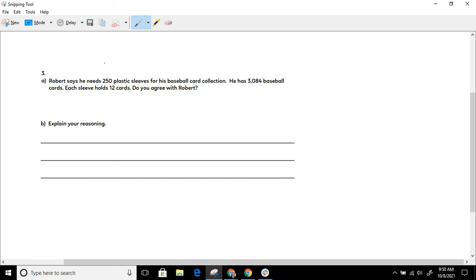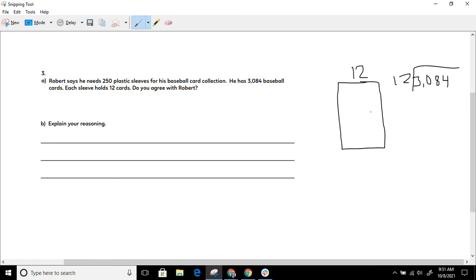In order to do number 3, the first thing you're going to need to do is set up your problem. So you're going to make your area model, your rectangle. You're going to put your divisor at the top, which is 12 in this case. And then you're going to set up your problem. For this problem, you're doing 3,084 divided by 12. Okay, and then I'm going to let you solve.